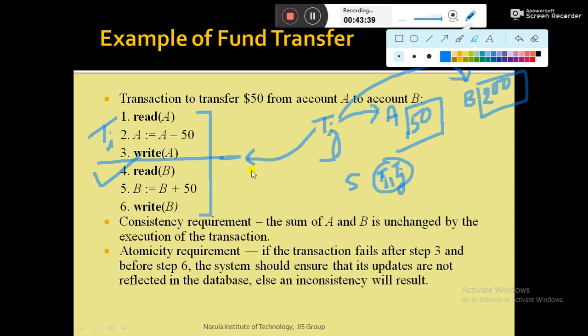Why? Because ti and tj, two transactions, are executing concurrently. So we can conclude that if more than one transaction is executing in a system, then the system may become inconsistent if there is no coordination between the two transactions. That is why the isolation property was introduced.